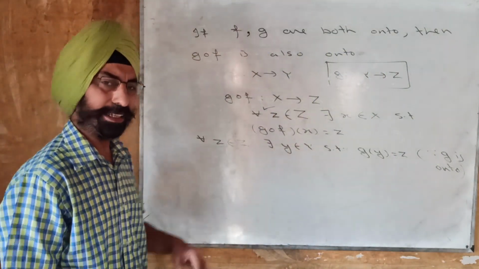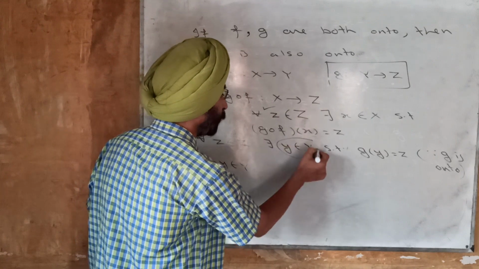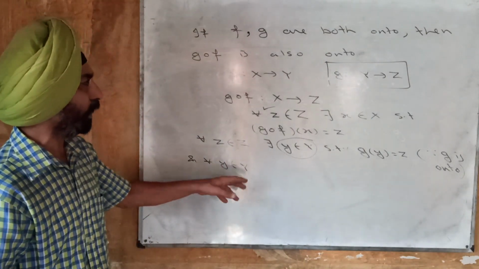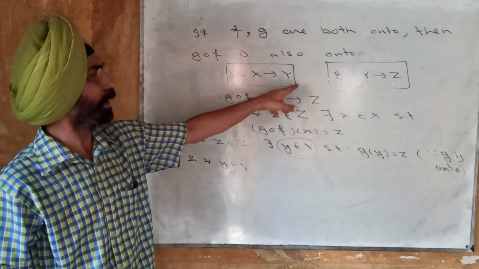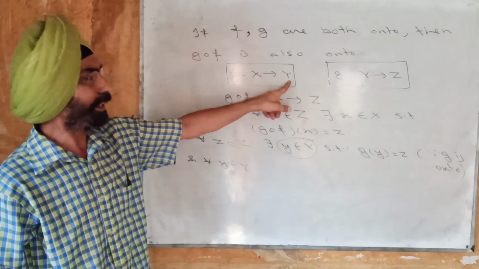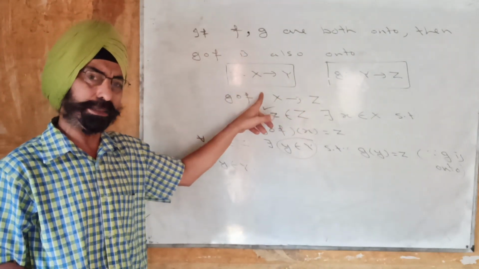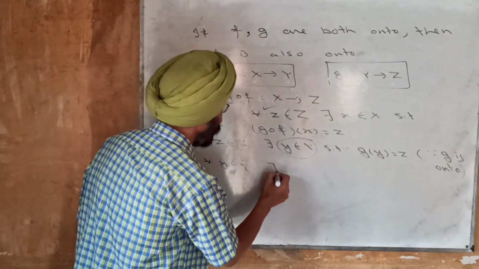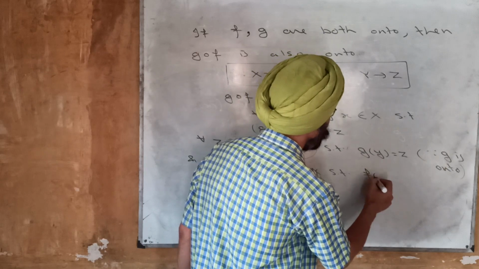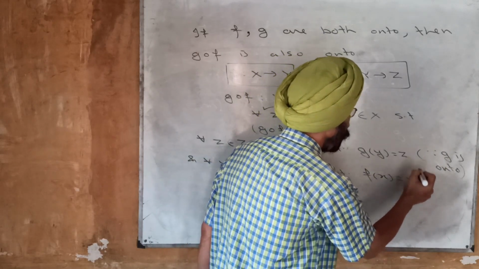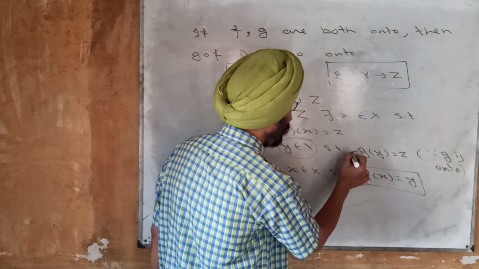Now for this y, for every y belonging to y, concentrate on this function. This function f from x to y is also onto. So for every y here in this y, there must be some x here such that f of x is equal to y, because every element here must have some pre-image. So for every y in y, there exists x belonging to x such that f of x is equal to y. And put this value of fx is equal to y here.